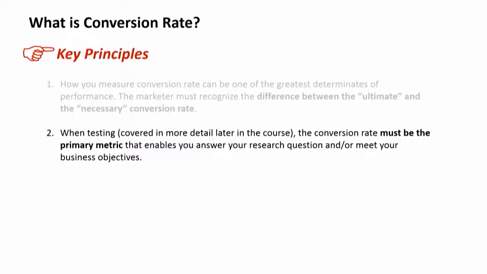But let's keep going. When testing, the conversion rate must be the primary metric. So if I'm trying to figure out what conversion rate matters right now, I'll tell you how you discover that. The first is the research question that's driving your experiment. And the second is the overall business objective that the experiment is trying to serve. When you know that clearly, you can pick the right conversion rate and get it correct in your test protocols.